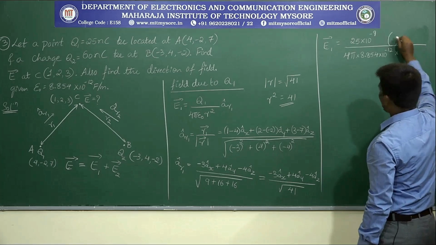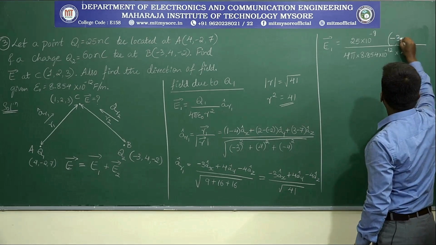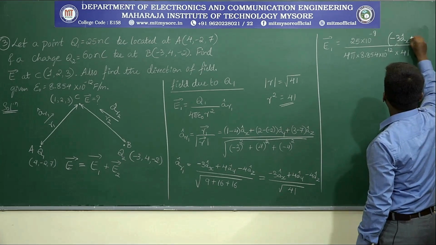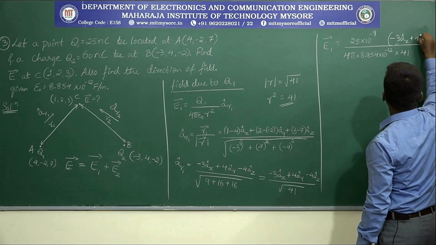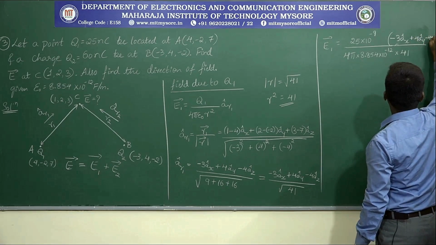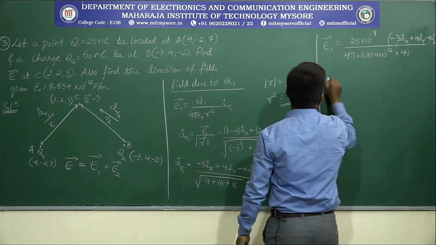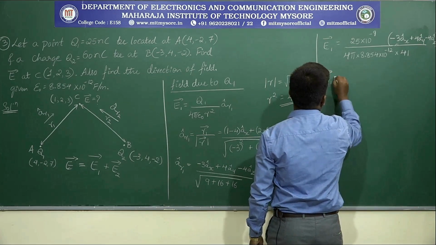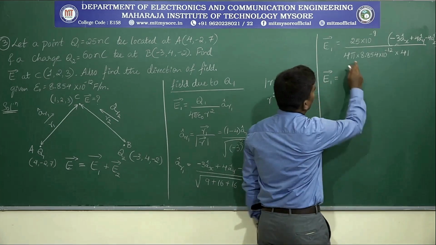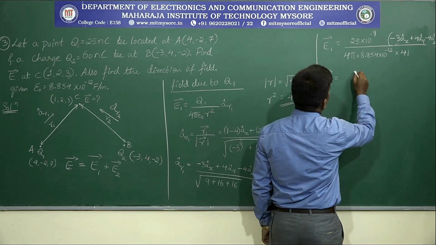So we need to substitute this quantity, minus 3 A cap x plus 4 A cap y minus 4 A cap z. So this is the equation. If we try to solve this, E1 is equal to how much? Solve this.